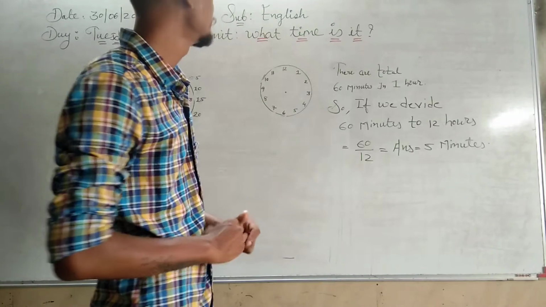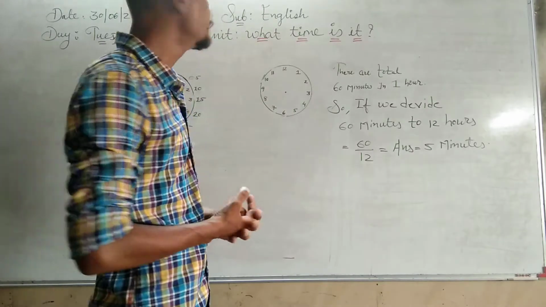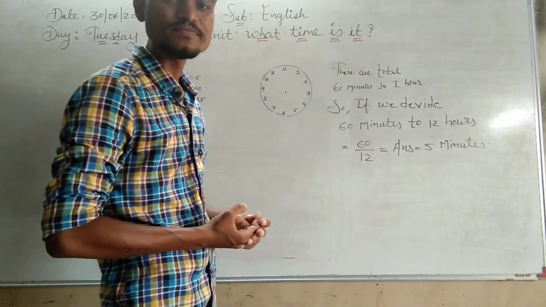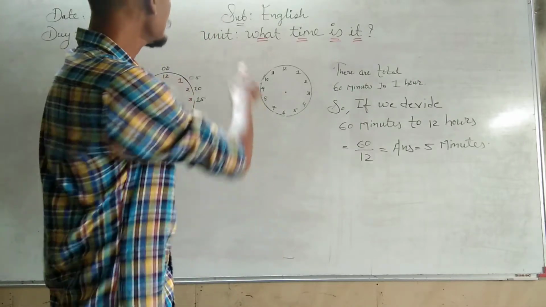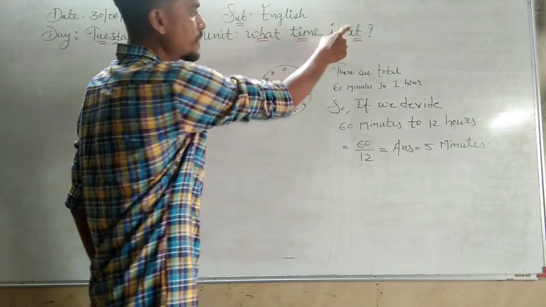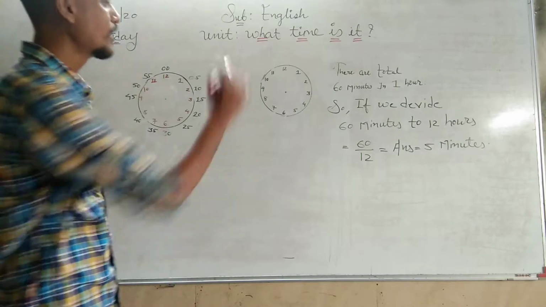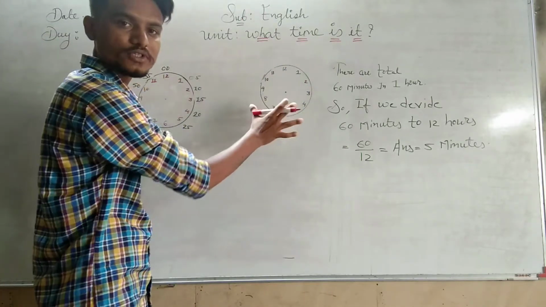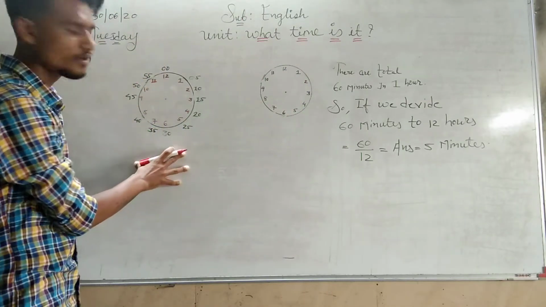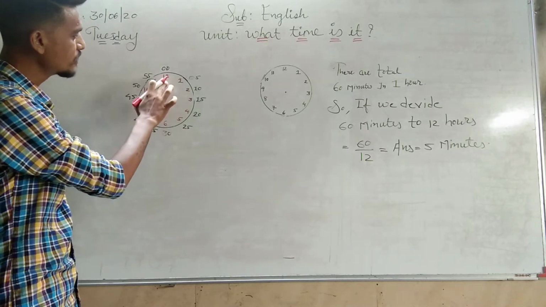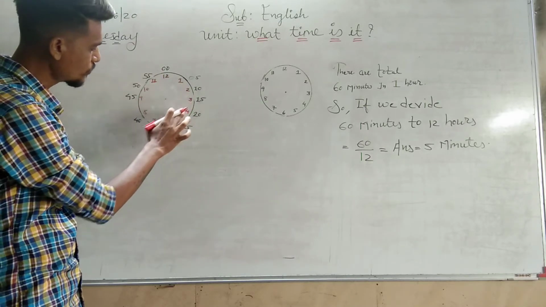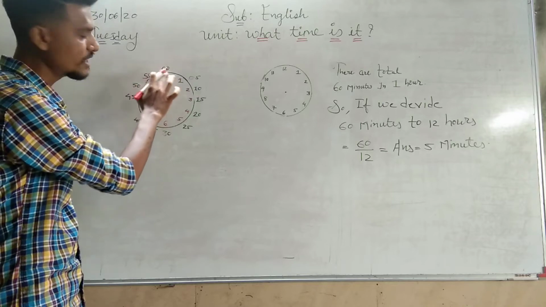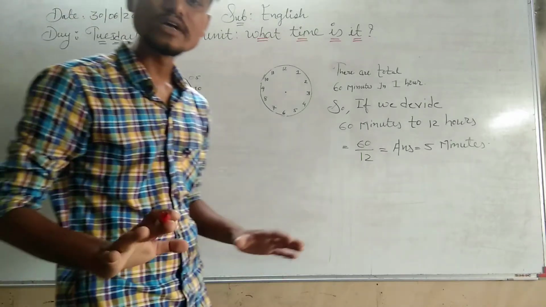Good morning, friends. Today we are going to learn about the timing. The unit is "What time is it?" I have already shown two clocks. Over here on one clock I have written 1, 2, 3, 4, 5, 6, 7, 8, 9, 10, 11 and 12. These are called the hours.